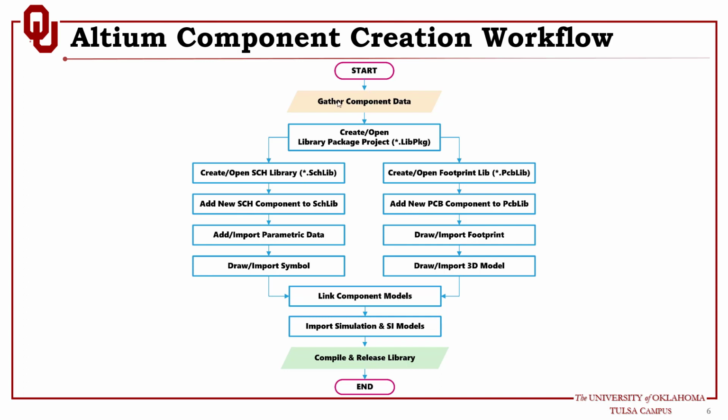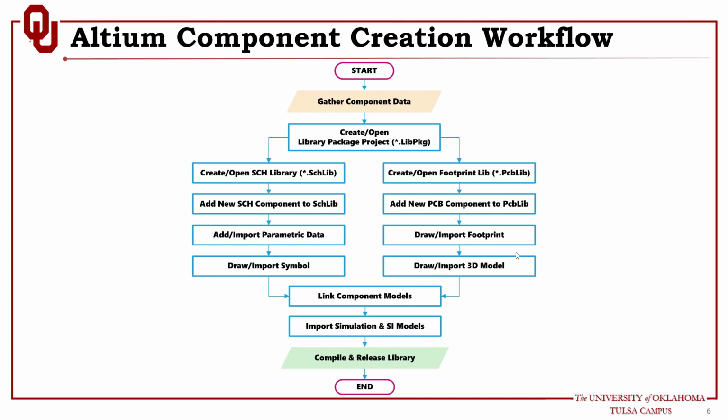As you will see here, you first need to gather component data, and then you create the library package project we discussed earlier, which will subsequently be turned into an integrated library after we compile it. Then you have the schematic symbol path and the footprint model paths, and then you link all the components into the schematic symbol, including the simulation model, and you compile and release the library. We will discuss it in detail later on, but this is just the start.